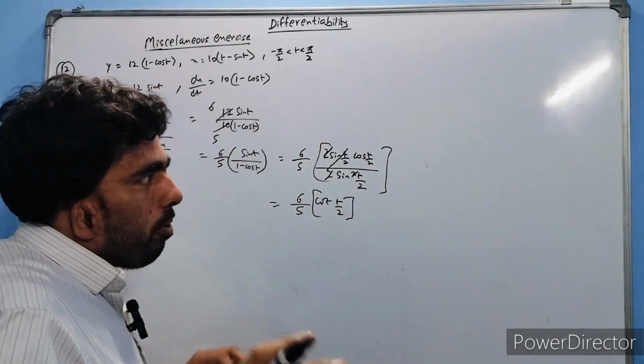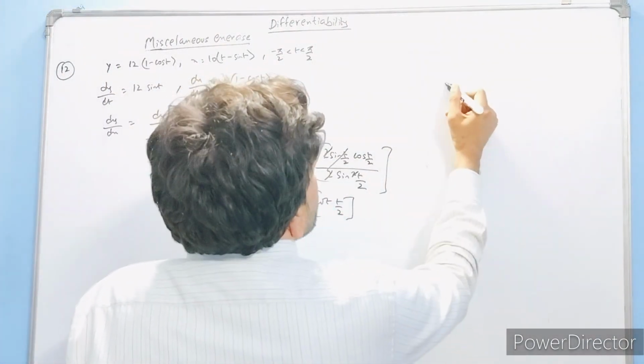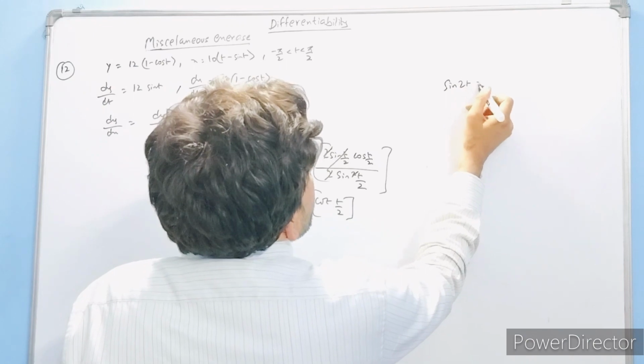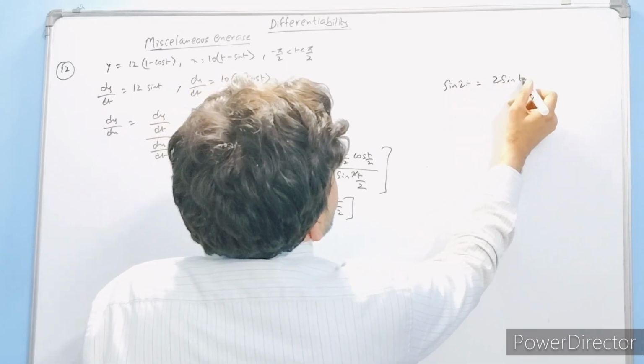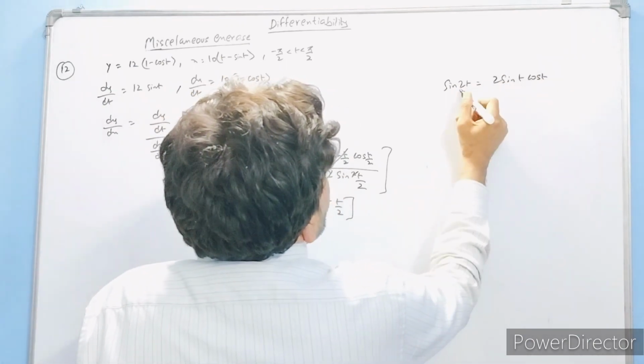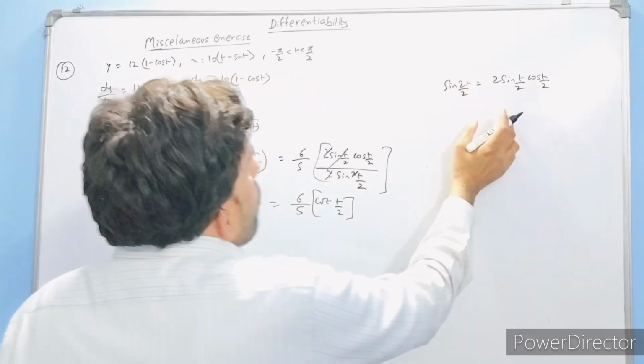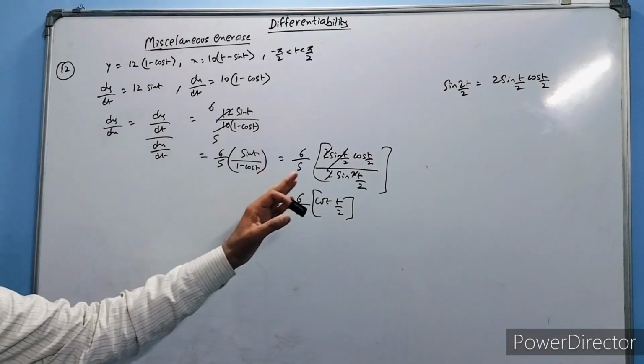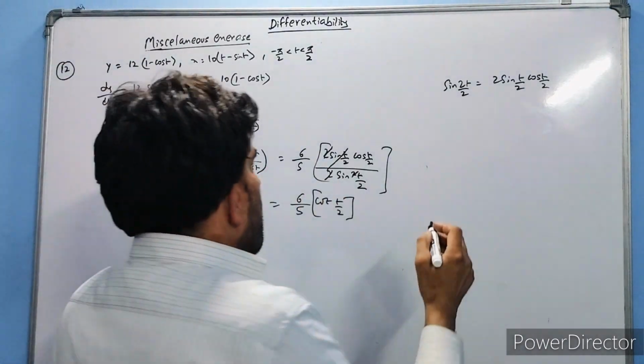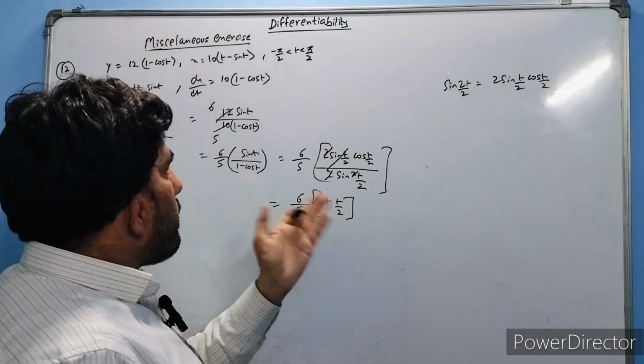We'll try to explain it. Here I have put the formula for sine 2t, that is 2 sine t cos t. But if I put t by 2, what will happen? Sine t is equal to 2 sine t by 2 cos t by 2. But now the next is 1 minus cos t.